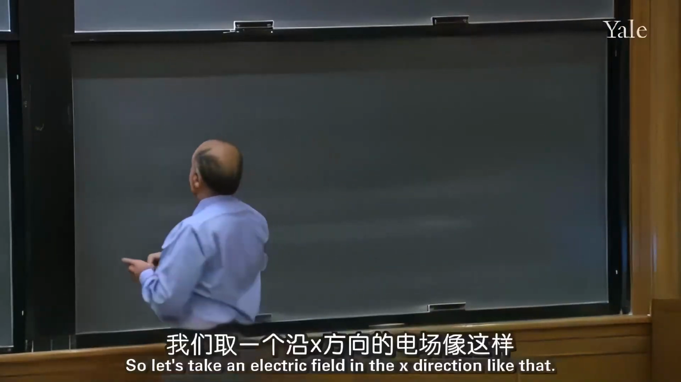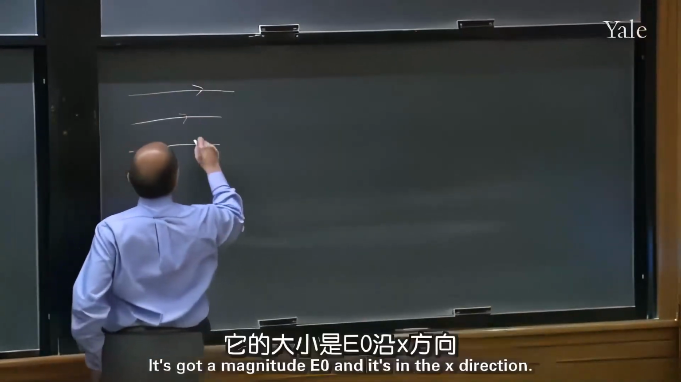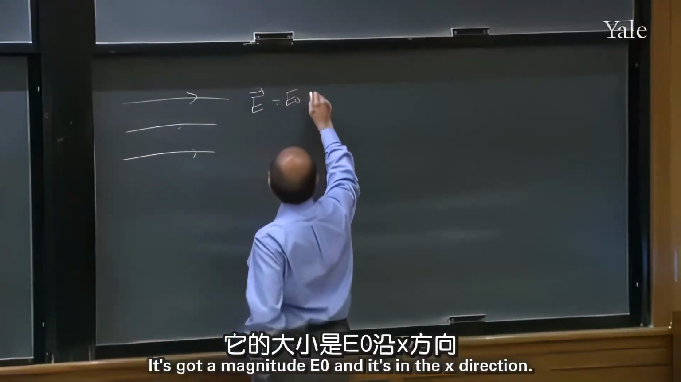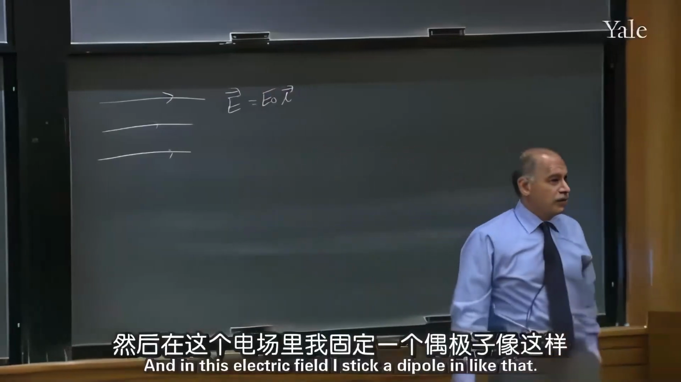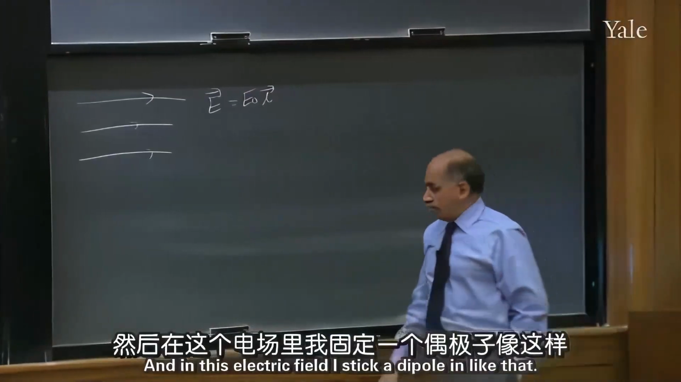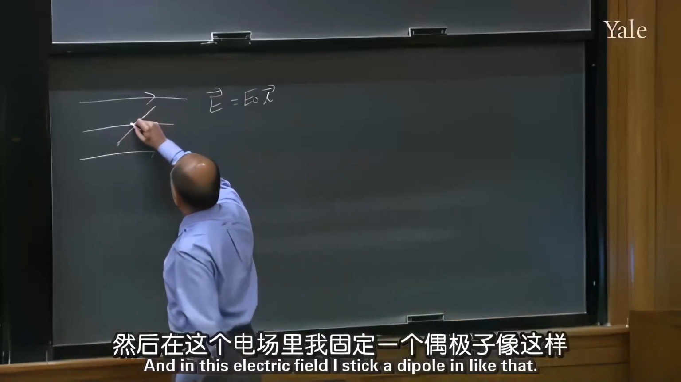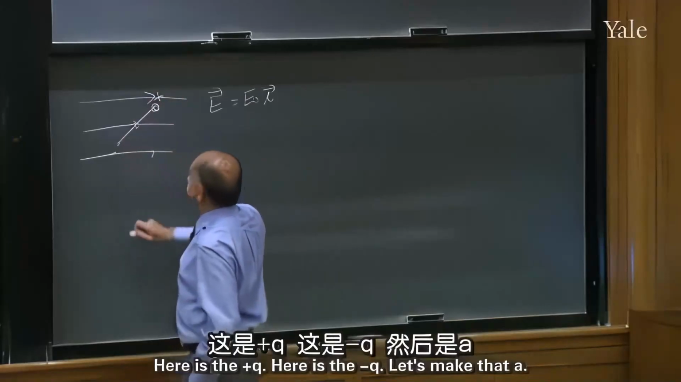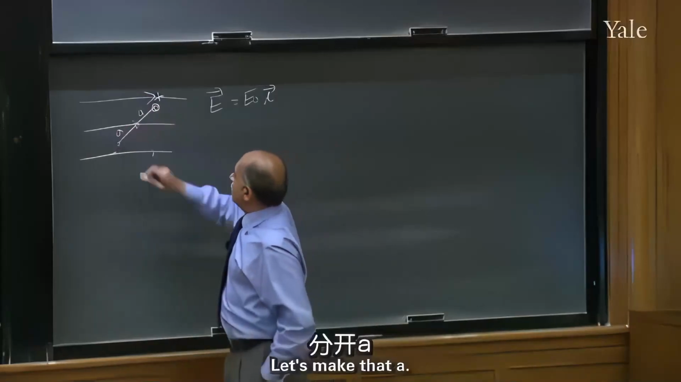So let's take an electric field in the x direction, like that. It's got a magnitude E naught, and it's in the x direction. And in this electric field, I stick a dipole in, like that. Here is the plus q, here is the minus q. And let's make that A, let's make that A.